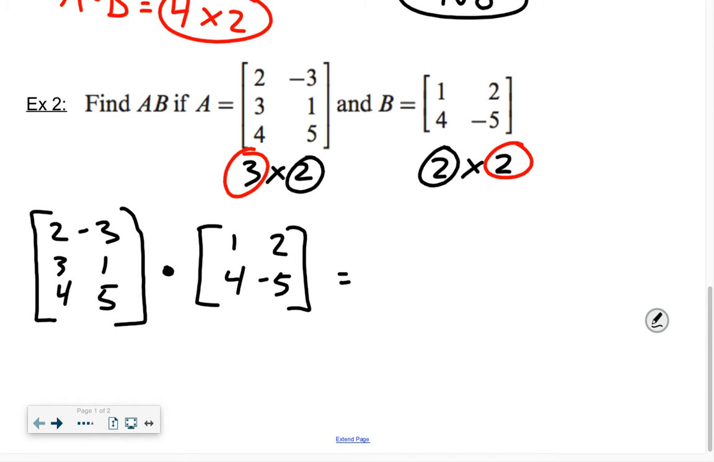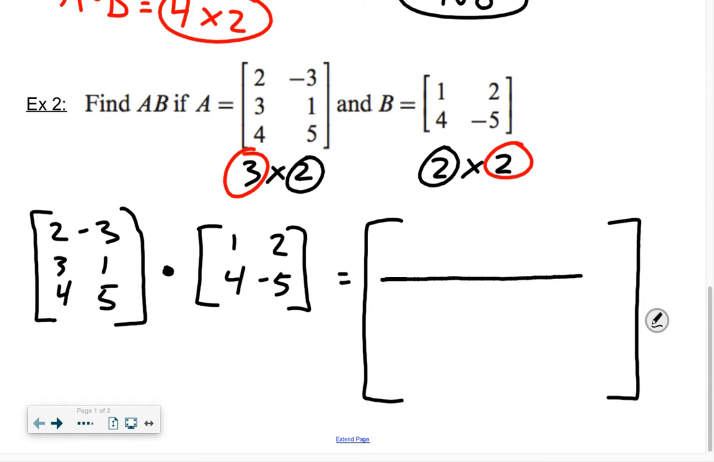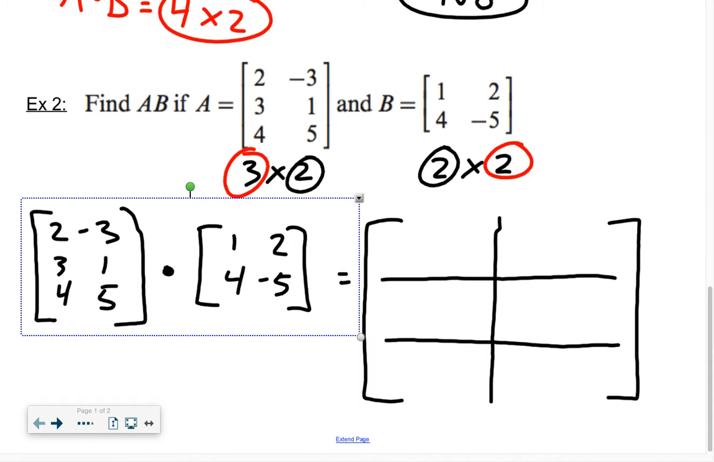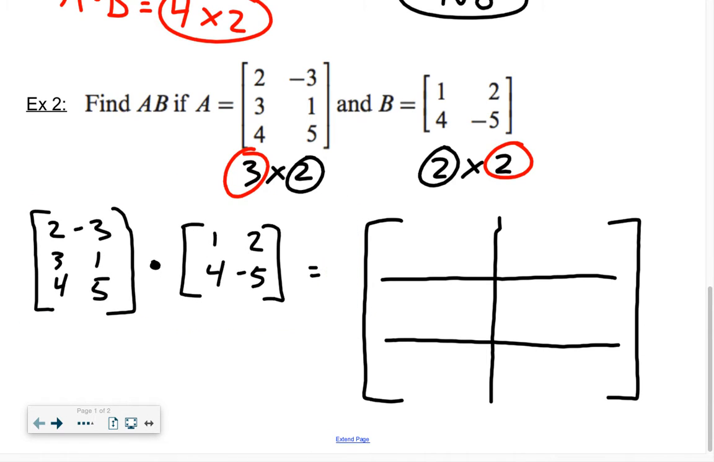And we said it was going to be a 3 by 2, right? So let's set up that 3 by 2. Let's create 3 rows and 2 columns. Make sure you give yourself plenty of space when you do this, because there's going to be a little bit of arithmetic involved here. Now the other thing I've told my students to do in the past, and I'm going to tell you guys to do as well, is let's label each row and each column. This is going to be column 1, this is going to be column 2. This is row 1, row 2, row 3.